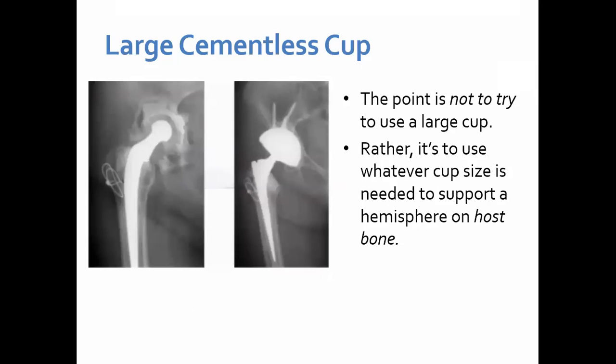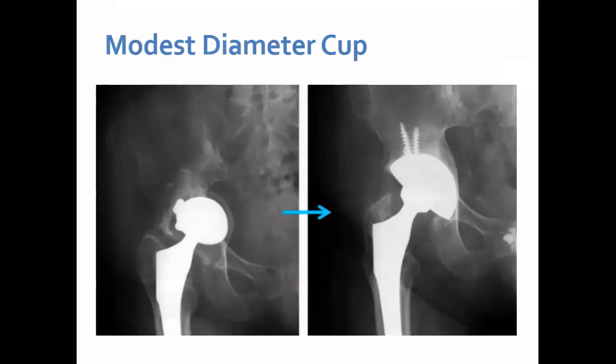I would like to point out and emphasize that the point is not to try to use a large cup, rather than using whatever cup size is suitable for your bone defect, because in most of these defects there will be a sizable defect, and the easiest way to fill this defect is with a hemisphere. I'll show you an example of what I mean.